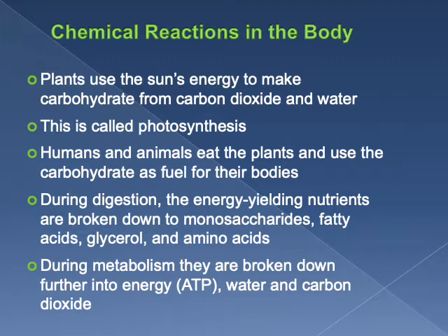During digestion, the energy-yielding nutrients, your carbs, proteins, and fats, are broken down to monosaccharides, fatty acids, glycerol, and amino acids, which, as we've discussed in a prior chapter, are the end products of digestion. And these end products of digestion are absorbed, and once they get into the cells, they are metabolized. And during metabolism, they're broken down further into energy, which is ATP, water, and carbon dioxide.